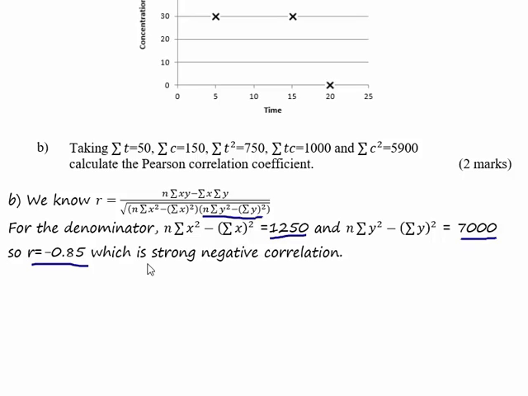Between minus 0.5 and 0.5 there is no correlation, so there's no point in continuing to calculate any kind of gradient. Less than minus 0.5 or greater than 0.5 is good correlation, so it is worth continuing, and in this case we've got strong negative correlation, which means we've got a line with a negative gradient.